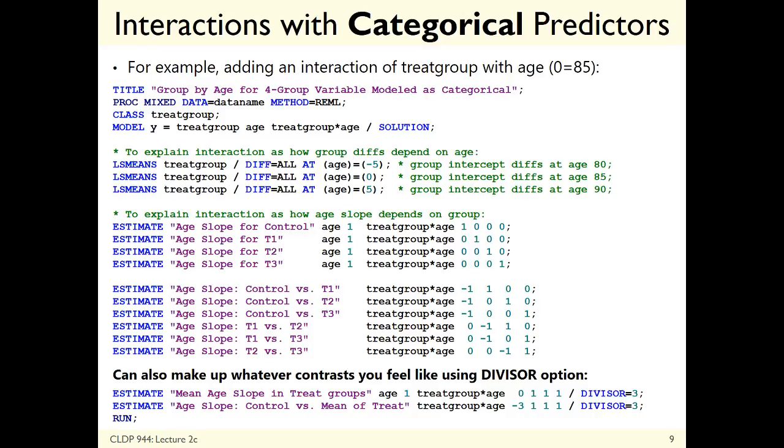Those numbers are completely arbitrary. I could pick any value of age and get group differences, whichever one you feel like. If you don't specify this at, it will give you group differences at the mean age, the grand mean for the sample. It figures it out and gives you conditional differences at that point.